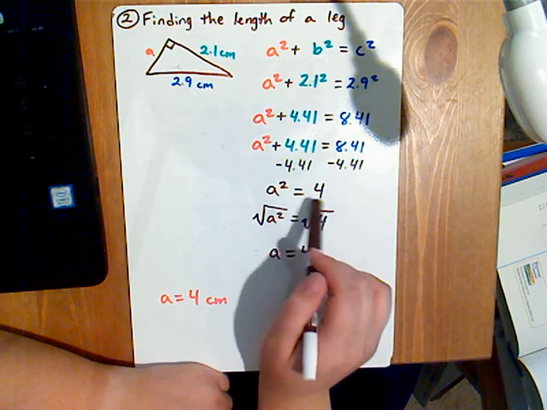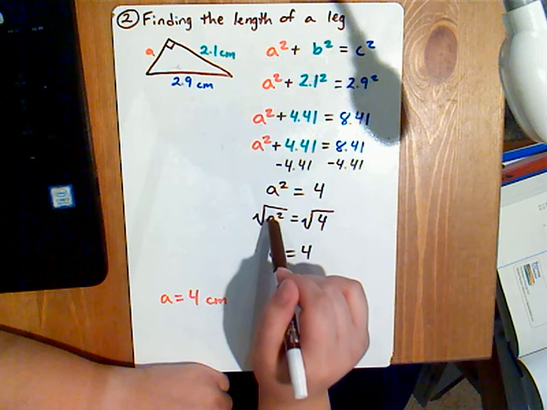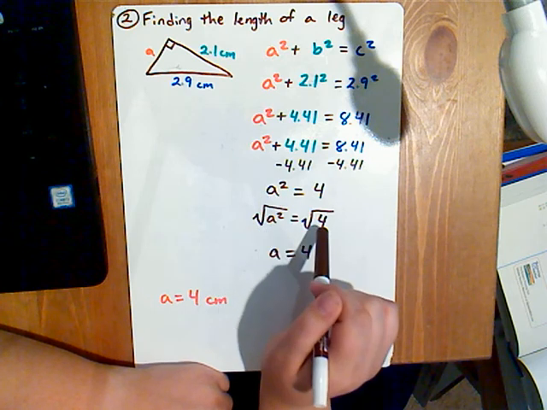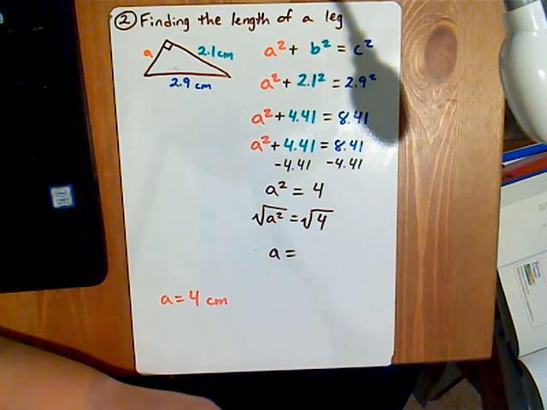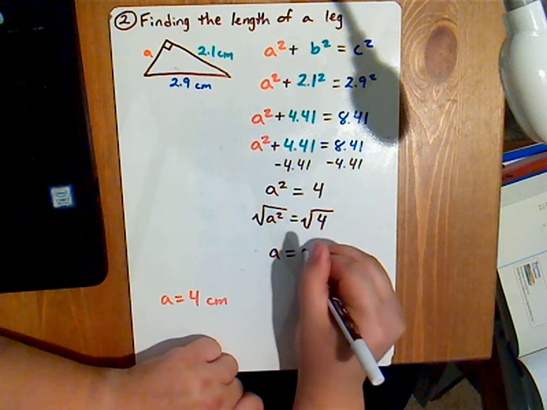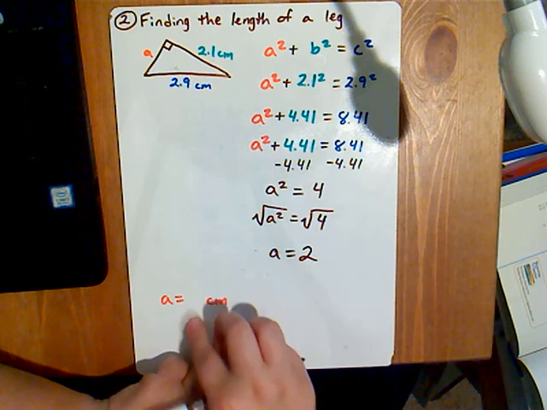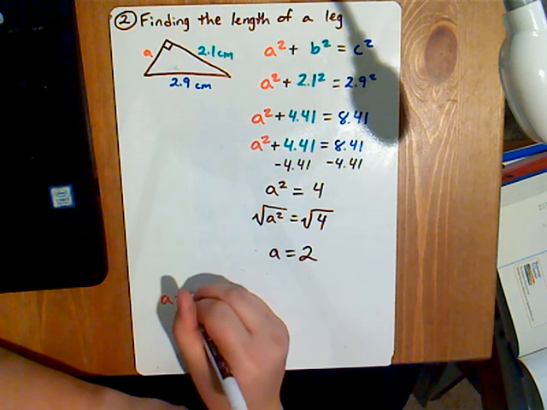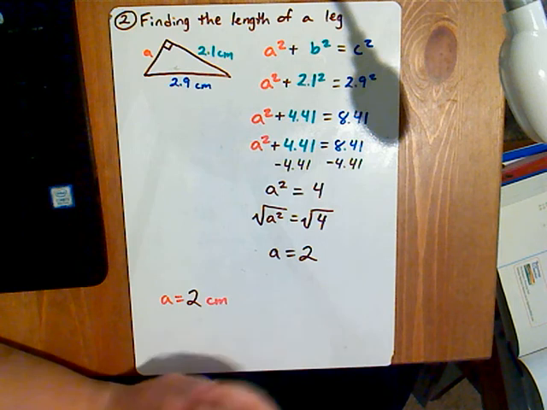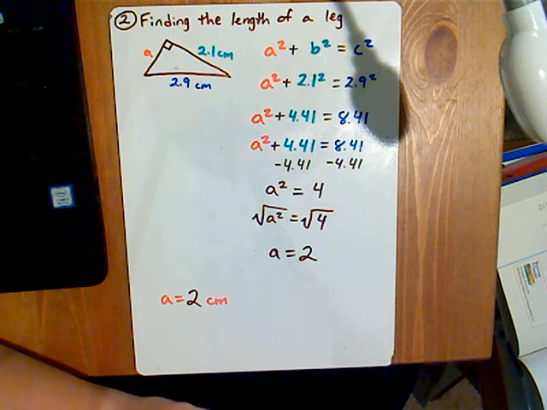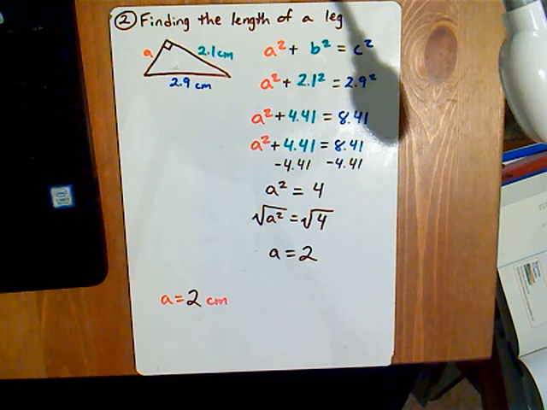We need to find the square root to get a by itself. The square root of 4 is 2. And so a is 2 centimeters. All right, and that is how we use the Pythagorean theorem to find the length of one of our legs.